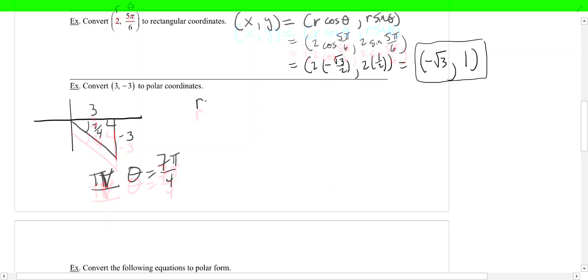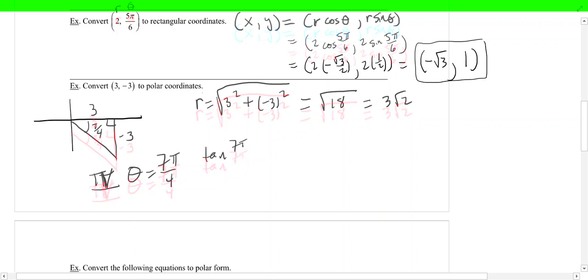And our radius is going to just be equal to x squared plus y squared. Remember to put the parentheses around it, because -3 times -3 is 9. So our radius, remember this, r squared is equal to x squared plus y squared. So if we take the square root, we get r, which is the square root of 9 plus 9, which is 18, which is going to be 3 square root of 2. Looking at this, I know that the tangent of 7 pi over 4 is equal to -1.